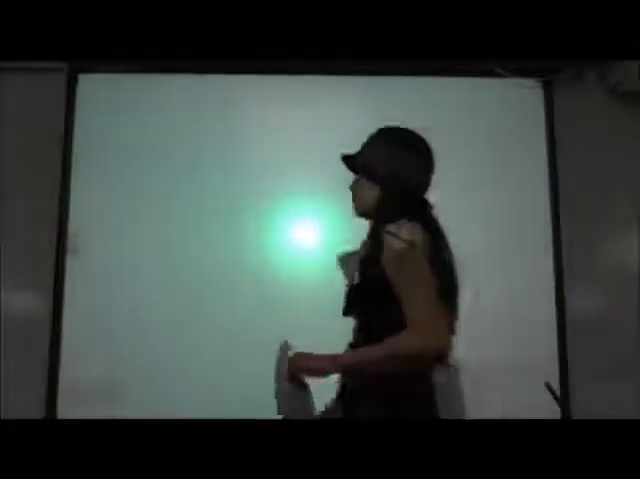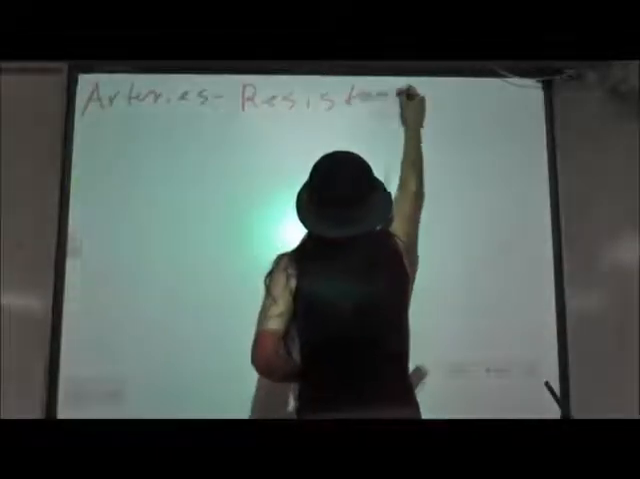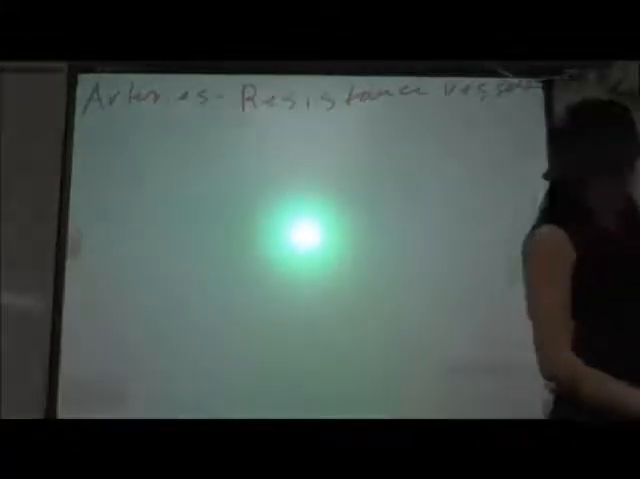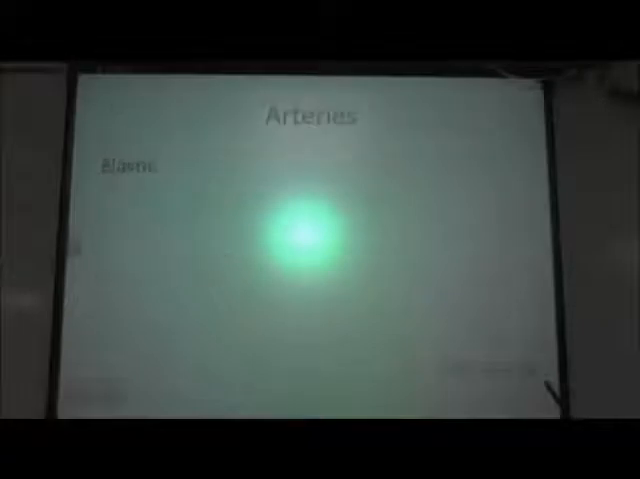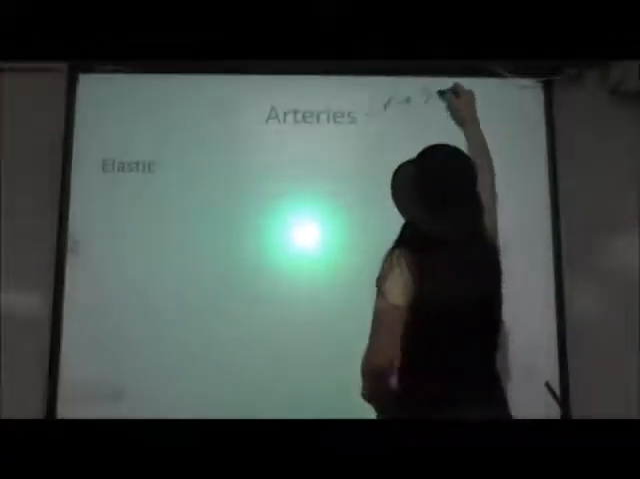Okay. So as far as our different types of blood vessels go, we can start with arteries. Arteries are what are known as our resistance vessels, and that's because they're resisting blood pressure. So these are our resistance vessels. Arteries are our resistance vessels.